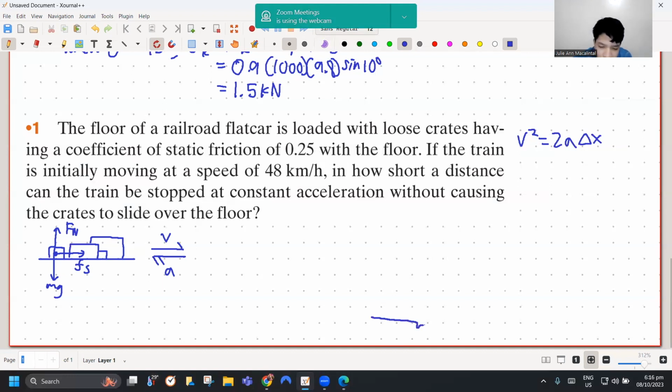The acceleration is to the left, no? So using Newton's second law, what can you get from your free body diagram? From the second law, if you set up Newton's laws, what will it give you?